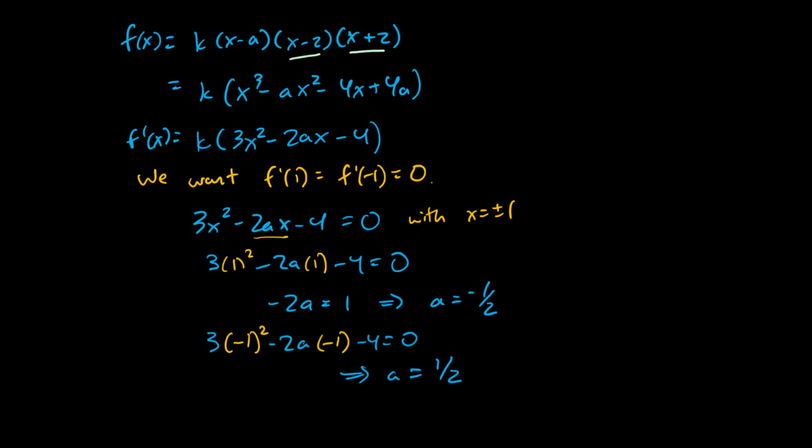So I get two different values of a, and unfortunately if I plug in a equals -1/2, that will give me the two intercepts I want at ±2. It will give me the min value at 1, but it will not give me the max value at -1. And in a similar way, if I let a be 1/2, I get my max value at -1, but I don't get my min value at +1. So I can't meet both of those conditions simultaneously.